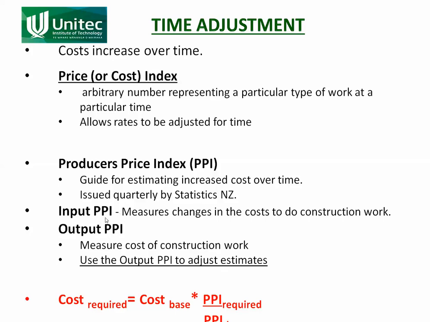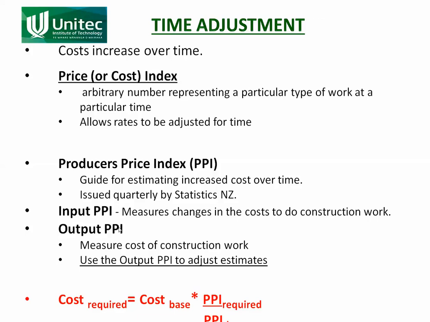There are two PPIs that are of interest to us. The input PPI measures the input costs to construction, in other words, contractors' costs. So it measures the cost of labour. It measures the cost of buying materials to do the work. So that's the input PPI.